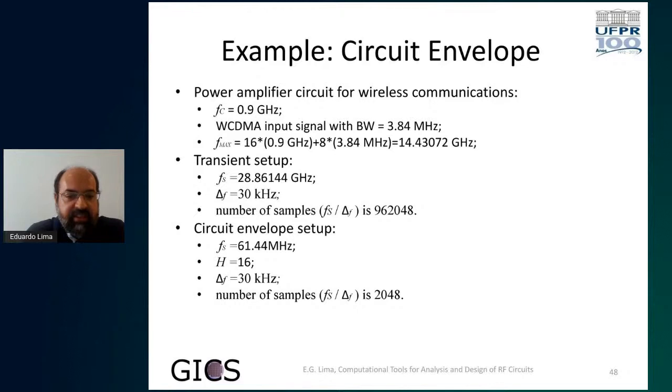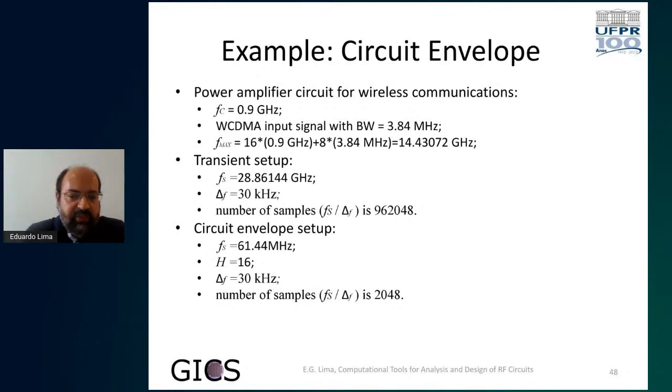Once again, it is assumed that the maximum number of harmonics to be considered is equal to 16, which means that the maximum frequency is about 14.4 GHz. If a transient analysis is used to perform the envelope analysis, the sampling frequency must be set equal to at least about 28.8 GHz. If a frequency resolution of 30 kHz is desired, then the number of samples to be simulated is about 1 million.